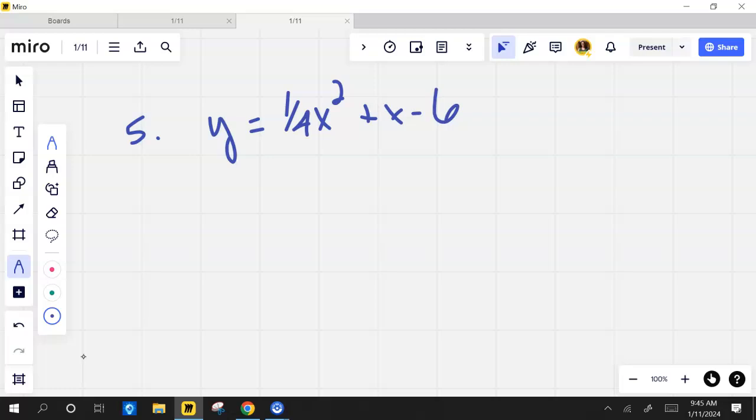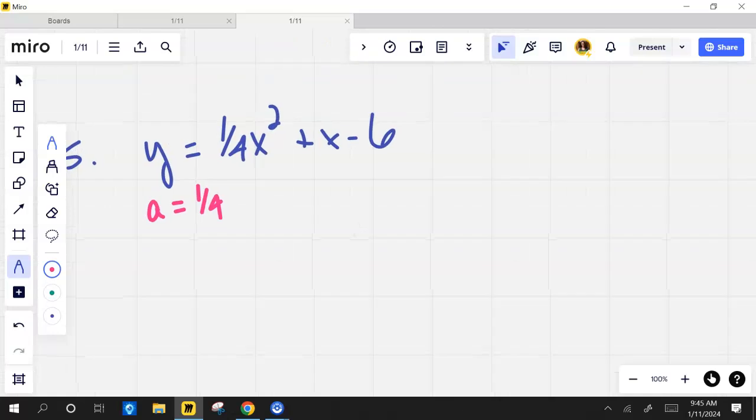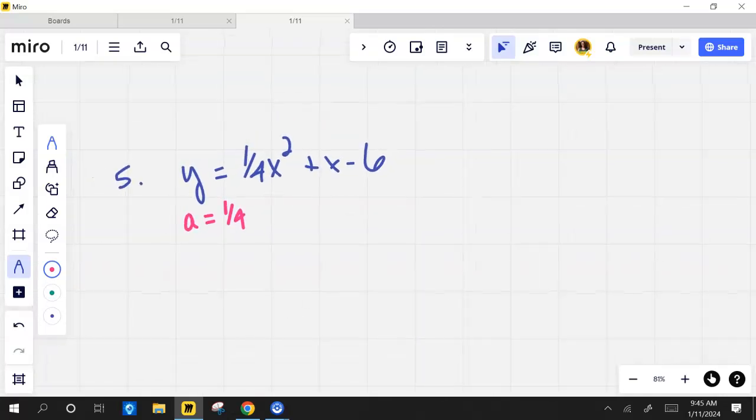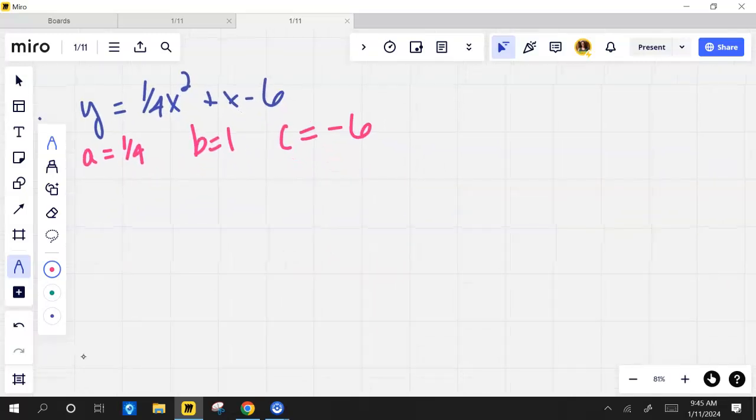It's going to open up. Skinny or wide? Wide. Why? Because it's a fourth, it's less than 1. Y-intercept: -6. All right, let's find the vertex first. Or actually, let's list out our A, B, and C. What's A? 1/4. What's B? 1. What's C? -6.